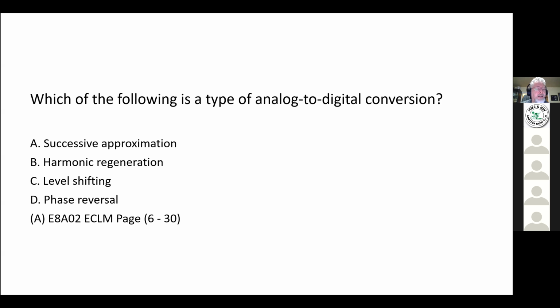Correct answer is alpha, successive approximation.